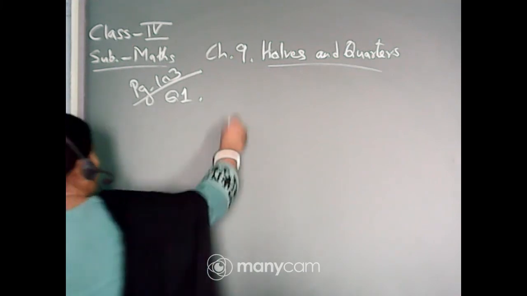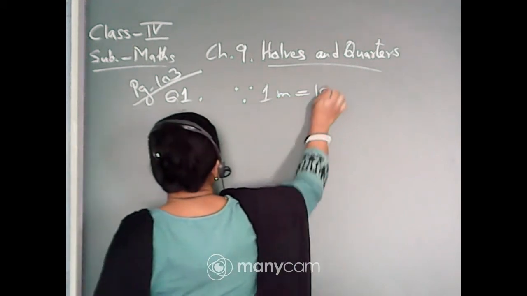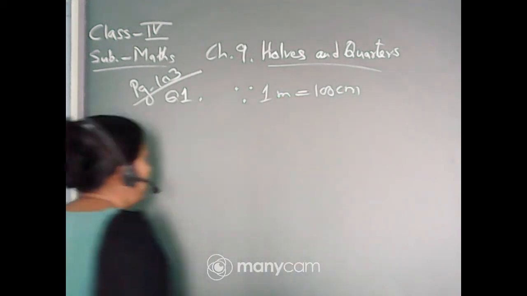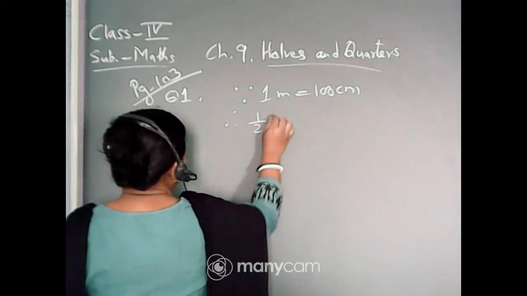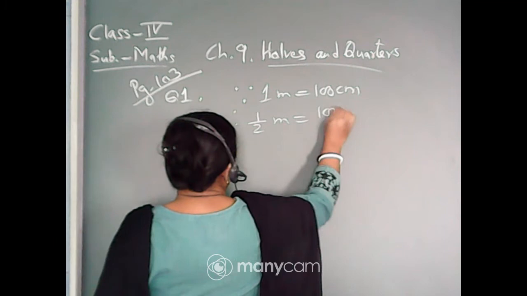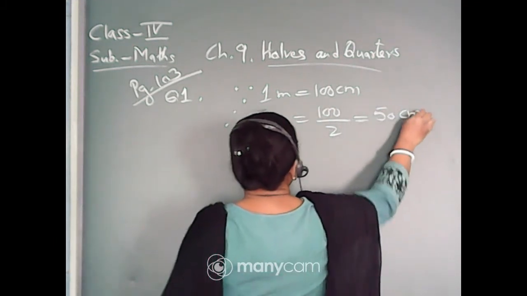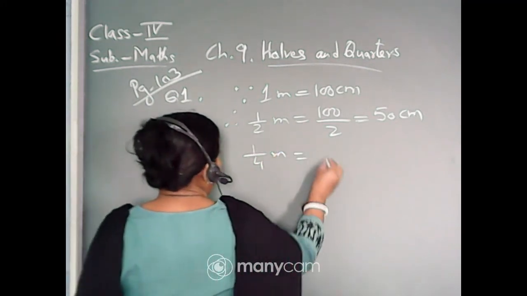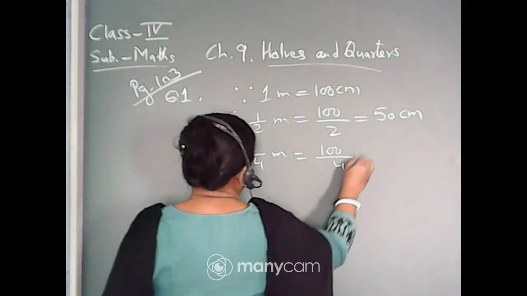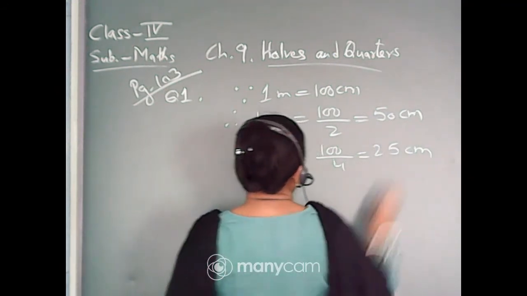Okay, so as usual we know that 1 meter is equal to 100 centimeter, isn't it? Therefore 1/2 meter is equal to 100/2, that is 50 centimeter. Similarly it is given 1 by 4 meter, so it will be 100 divided by 4. It is 25 centimeter.